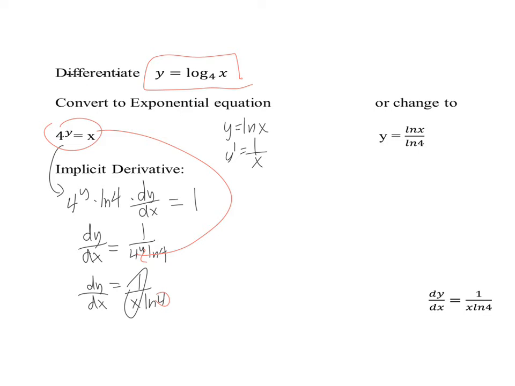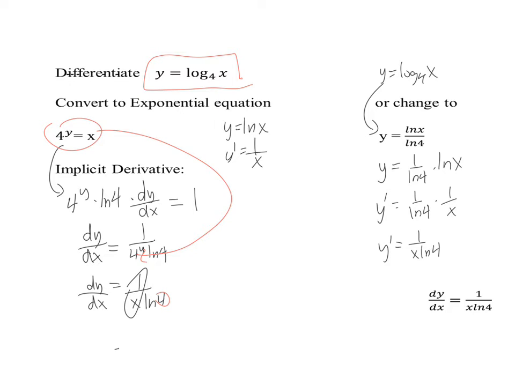Well, I just want to show you quick a different way of doing this one. You could also, like we just looked at when you do the ln of both sides, take y equals log 4 of x and rewrite it as a division. And then from there, the derivative is actually a little bit easier because it'd just be 1 over ln 4 times ln x. The 1 over ln 4 is just a coefficient, so that would stay the same. And then the derivative of ln x is 1 over x, so you can see we get the exact same answer if we do it that way.